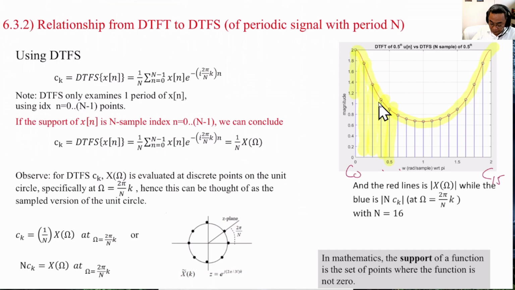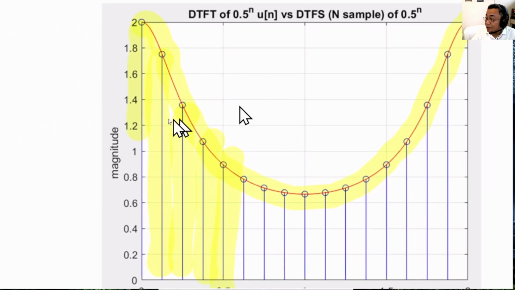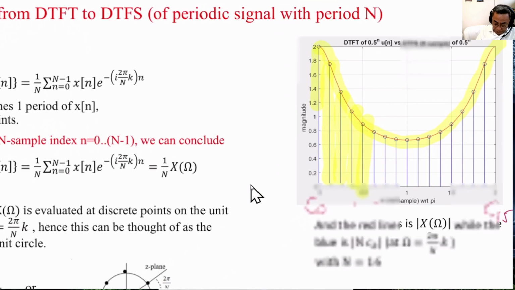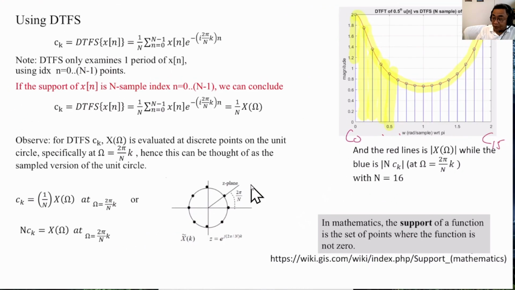And what we observe is that the blue dots are touching almost exactly the red line. And what it says is that, if you're not very concerned about that very small error, using, in this example, 16 points, the DTFS is enough to approximate the DTFT of the aperiodic sequence.